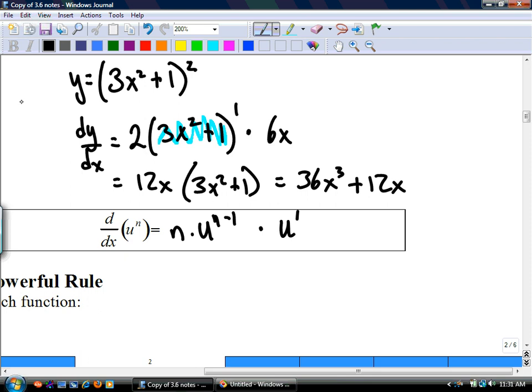Can you see why I practiced what outside was and what inside was? Well, I'm saying that a little bit fast because that's the leave the inside alone business. So the derivative of the outside, the 2 becomes a 1. Leave the inside alone times the derivative of the inside. Do you like the formula better than the words? Fine.